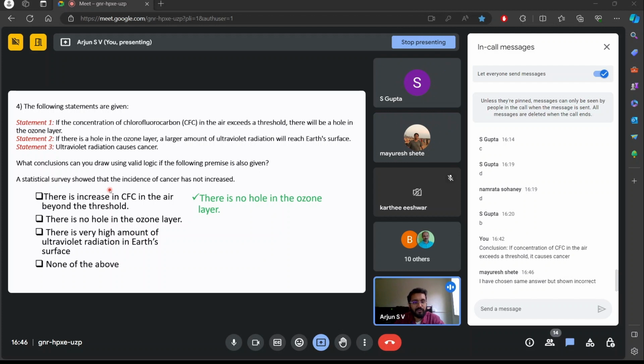For question 3 or for question 4? Question 4, sir. Yeah, question 4 option B is the only correct answer. There is no hole in the ozone layer. It's not none of the above.